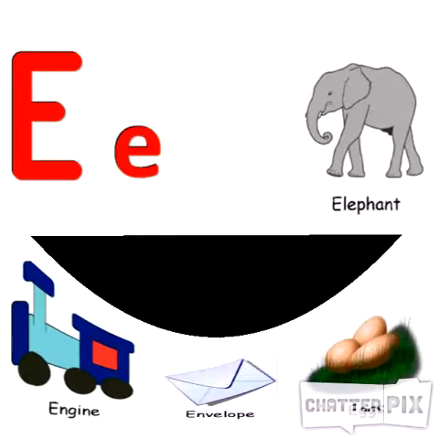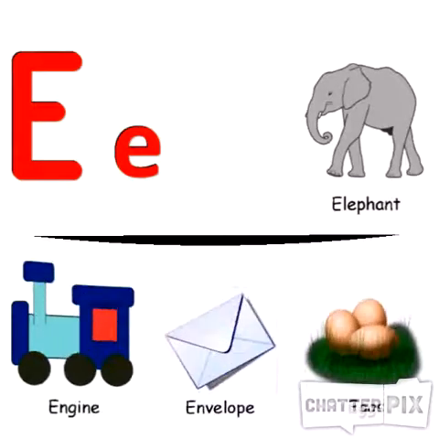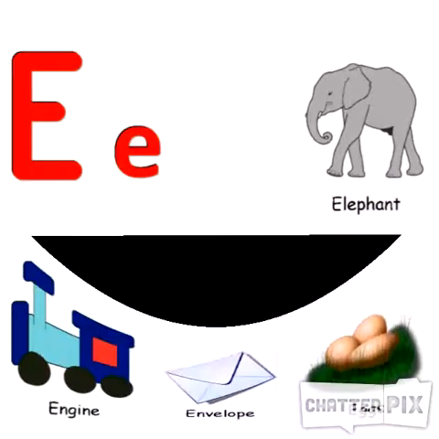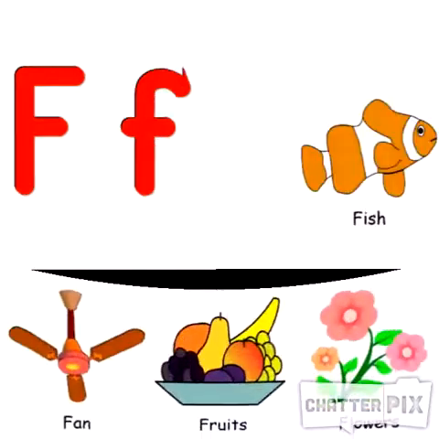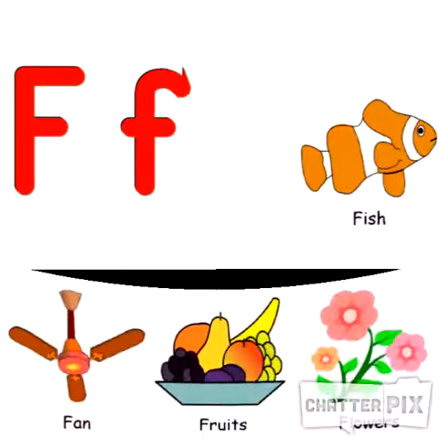Now children, this is letter E and sound of E is A. This is not A. A is the sound of letter A. This is A. Letter E. Elephant A. Egg A. Envelope A. Engine A.